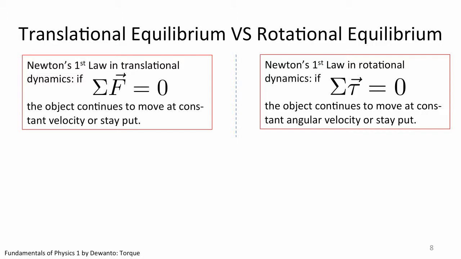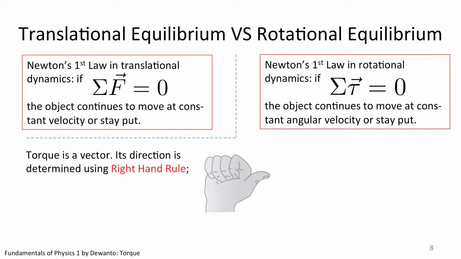I didn't mention that torque is a vector quantity, did I? Torque is indeed a vector. Its magnitude is given by F times R times sin theta presented just now, while its direction is given by the so-called right-hand rule. As the name of the rule suggests, regardless whether you are a left-hander or right-hander, you still have to use your right hand.